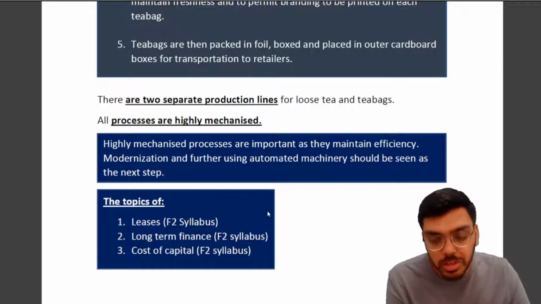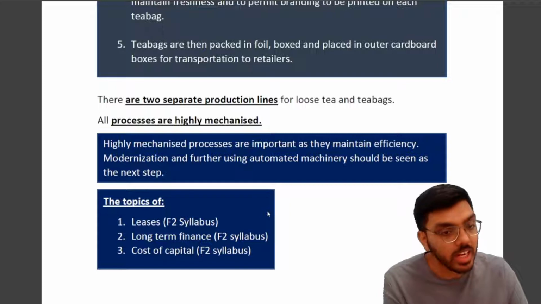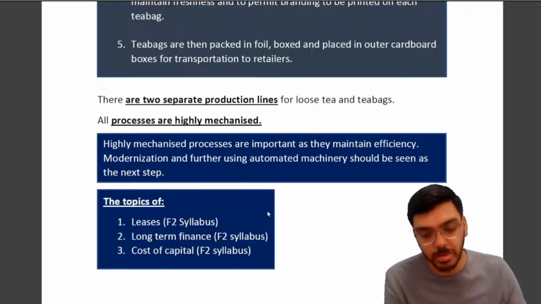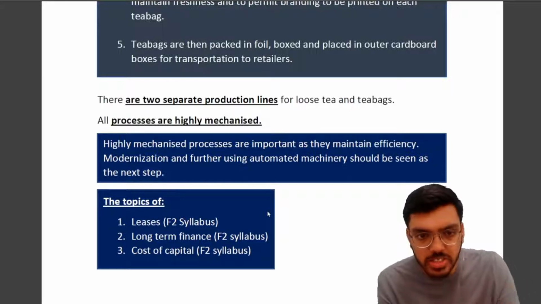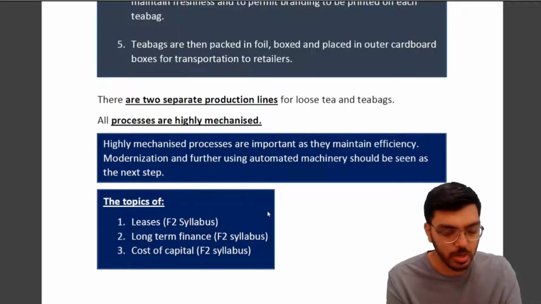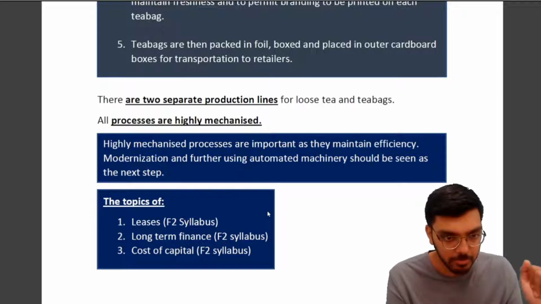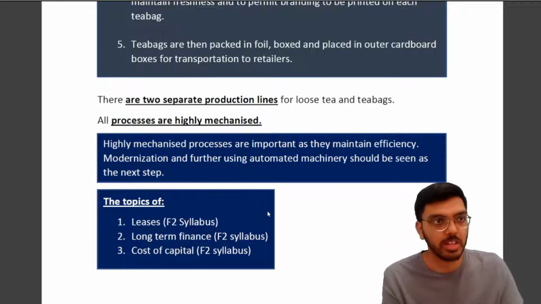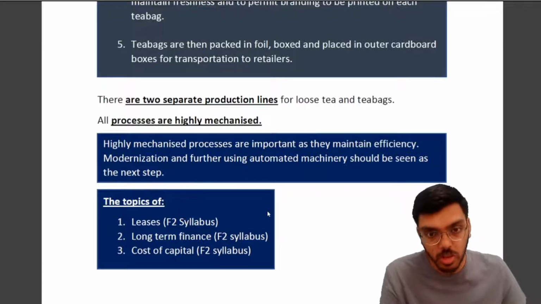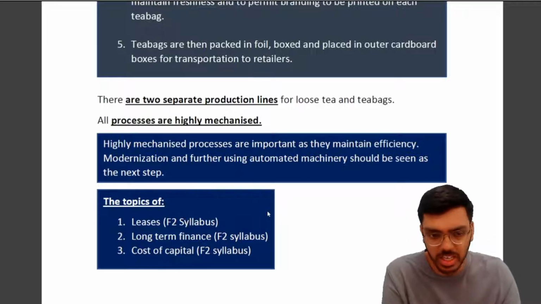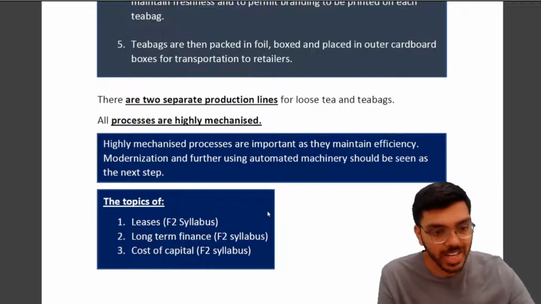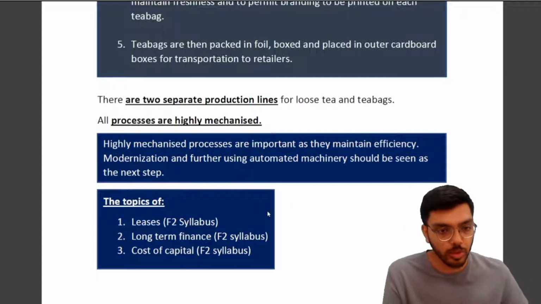Modernization and further use of automated machinery should be seen as the next step moving forward. Trying to remove as much labor involvement as possible should be seen as the way ahead, because that's what modern manufacturing methods are advocating. Because of this, your topic of leases may come up, because they may tell you that we have leased a new packing machine or a processing machine. How will this lease be accounted for? That is your leases topic from your F2 syllabus.